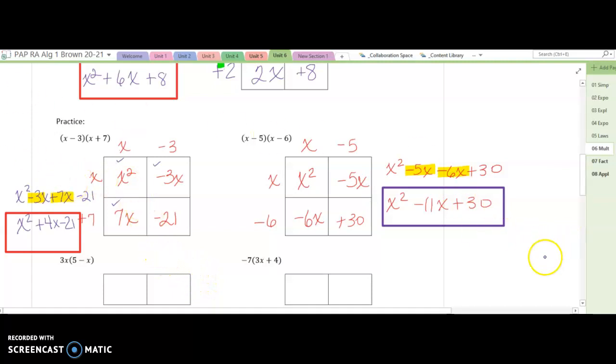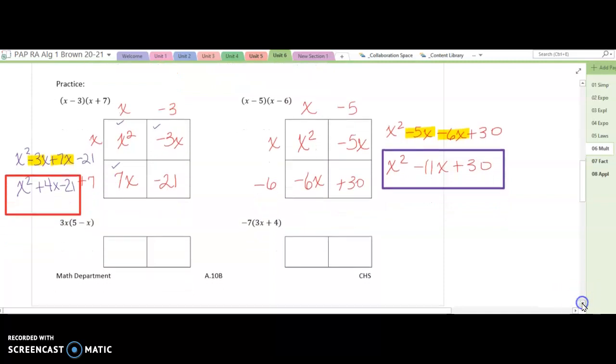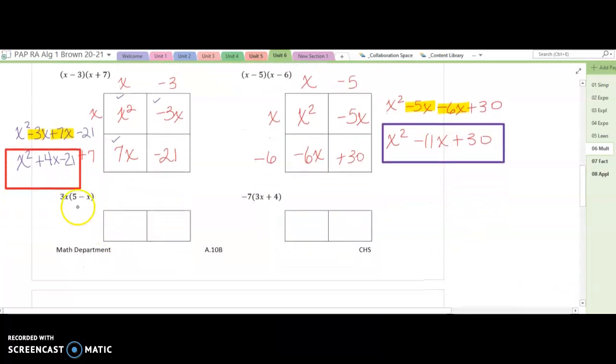All right, so let's do these next two. I'm going to do the first one, and then I'm going to let you do the next one. Okay, so we have 3x times 5 minus x. Well, if you'll notice, there's only one term here, and then there's two terms here. So what I have to do, the reason I only have 2 squares here is because I'm multiplying a 3x, there's my one term here, times 2 terms here, 5 and a negative x, right?